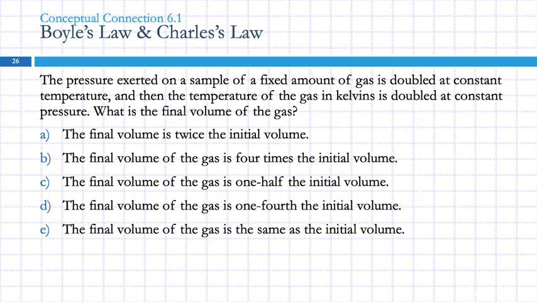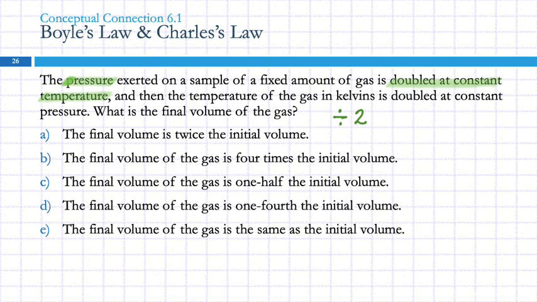Well, there's all those choices. So this is how I would approach this. So we've got the pressure doubled at constant temperature. What does that do to the volume? If the pressure doubles, is the volume going to get bigger or smaller? Smaller. So that is going to cause our volume to be divided by 2 to get smaller, right?